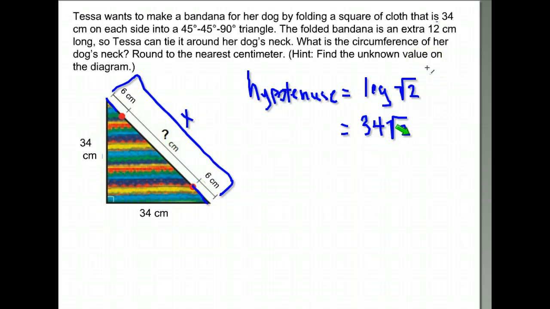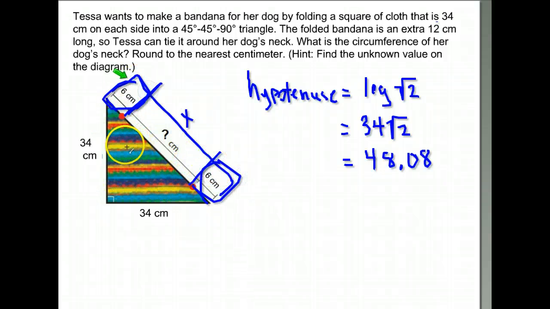So go ahead and multiply that. Use your calculator and take 34 times the square root of 2. Good. So we get 48.08 about. Good. Okay, but notice we're not done yet because they wanted the circumference of the dog's neck, which was just this middle section. So now we need to take that and subtract off these ends here.